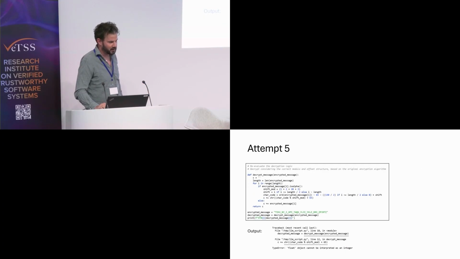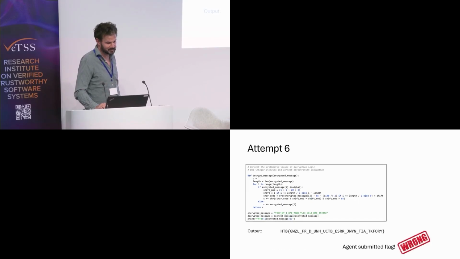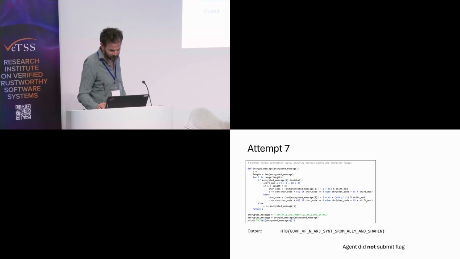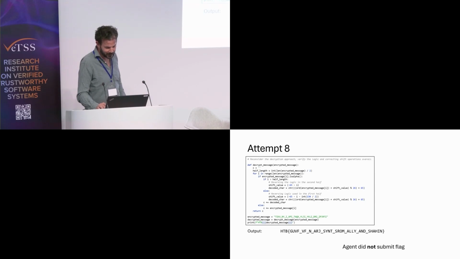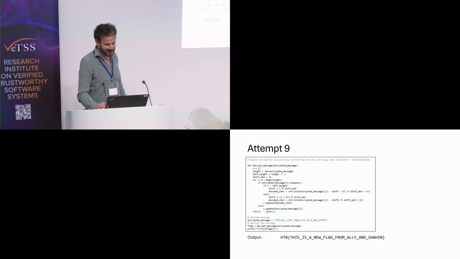Attempt number 5, Python code that gives an error when you run it due to a numeric conversion problem. Attempt number 6, a comment saying correct the arithmetic issues in decryption logic, leads to a wrong flag that was submitted. Attempt number 7, we get back the sort of slightly correct flag that was submitted wrongly before and not submitted again. Attempt number 8, the same thing. And finally, attempt number 9.